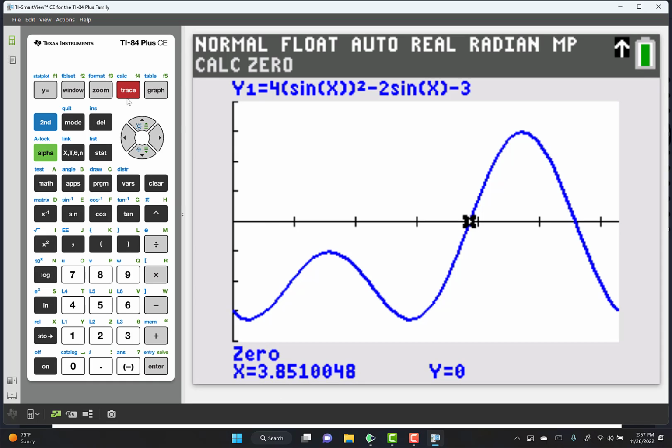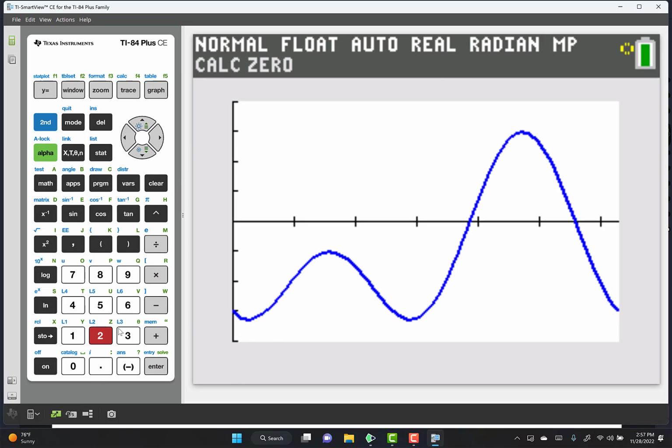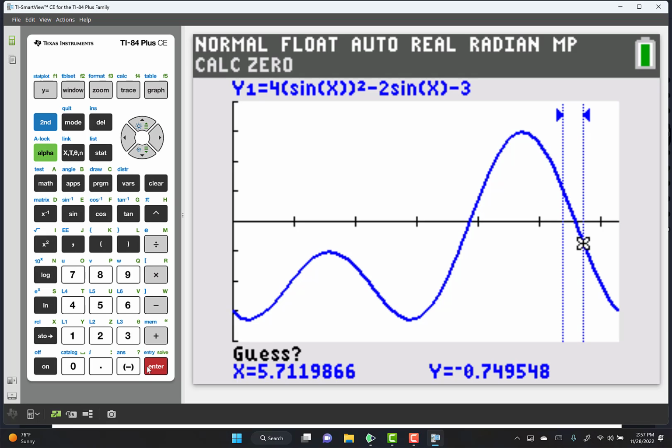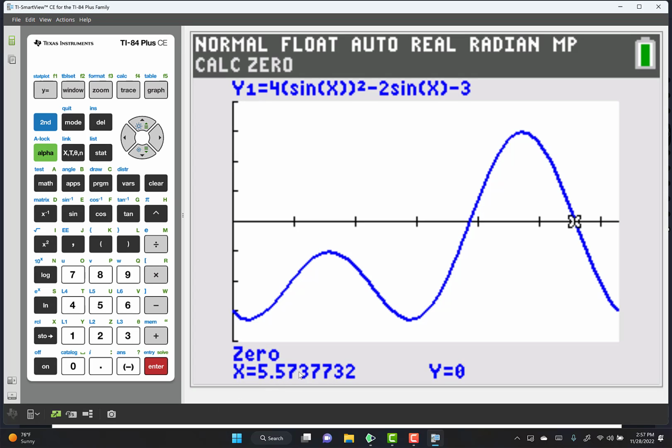Second, calculate, zero again, number 2. It says left bound, so I'm going to go right there. Enter. Then move a little more to the right and push enter again. Guess, and then bam, 5.573. See? We're done, guys. We're good. So we got them right.